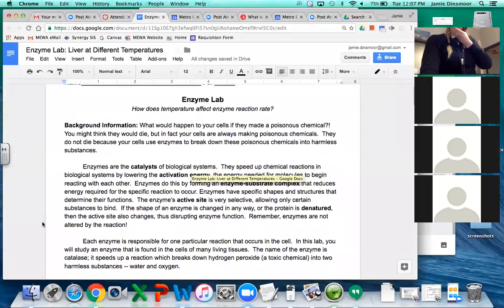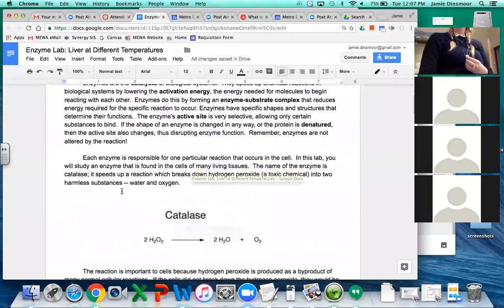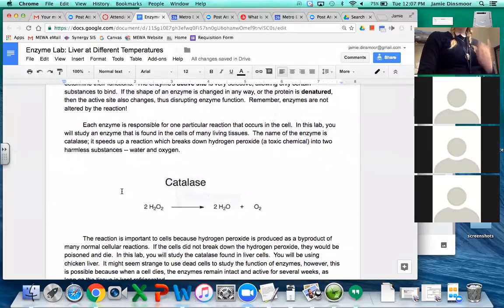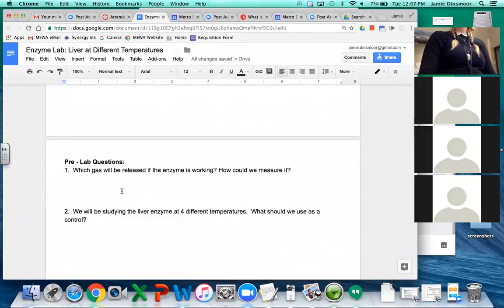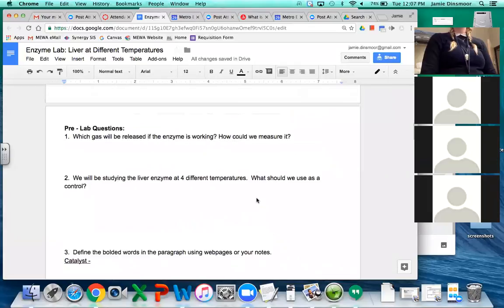Okay, so we're gonna be doing, how does temperature affect enzyme reaction rate, right? You were supposed to read this background, which should have been a review, and answer the pre-lab questions. If you didn't do that yet, then that's cool. Okay, if you have to leave, that's fine. You're gonna do them after, it's not a big deal, but understanding enzymes is a big deal, right?